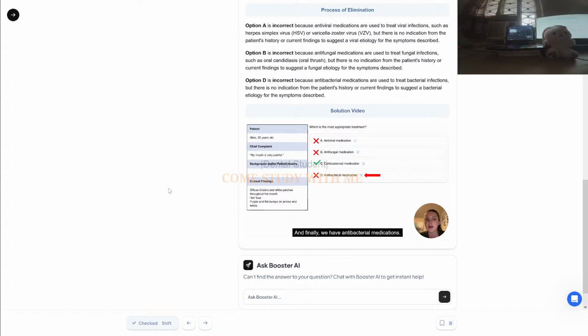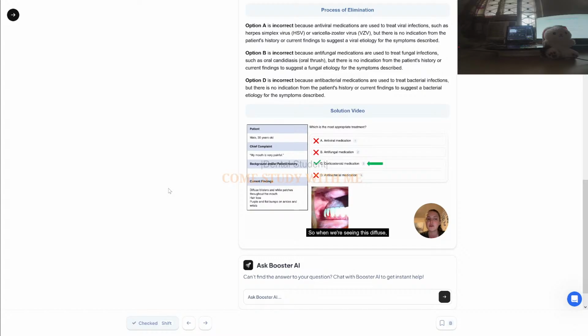And finally, we have antibacterial medications. Once again, lichen planus is immune-mediated and is therefore not caused by a bacteria. It's not caused by a virus, it's not caused by a fungus, it's caused by our own immune system attacking us. And because of this, antibacterial medications would be ineffective at treating this condition. Antibacterial medications would instead be used to treat bacterial infections such as actinomycosis or strep throat.